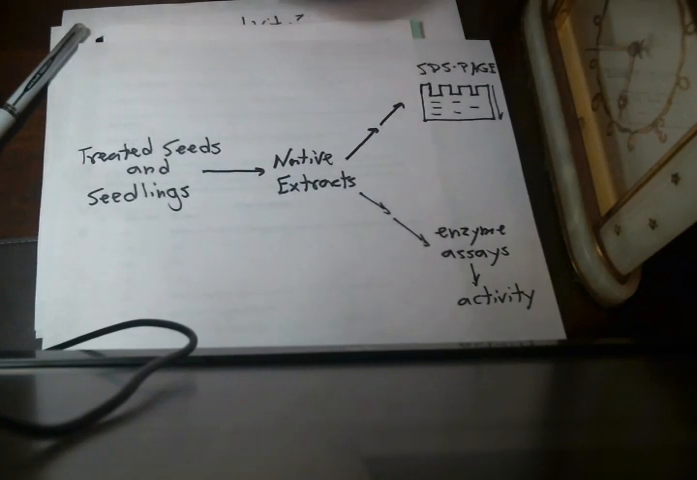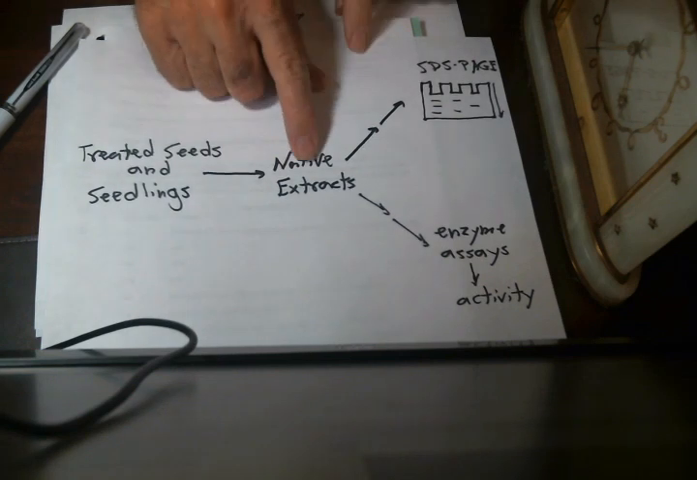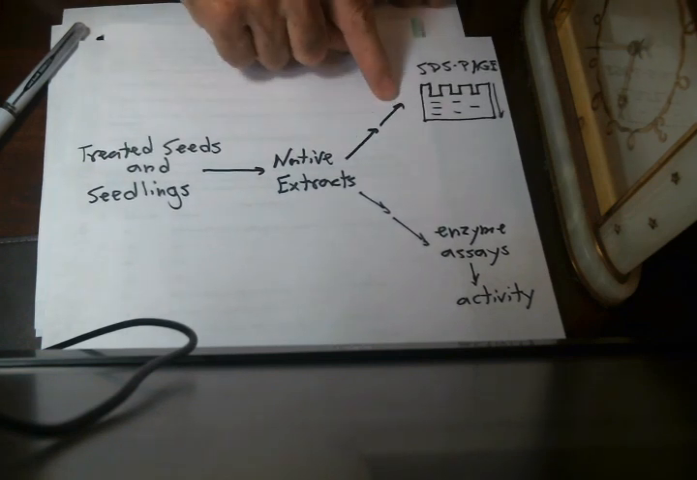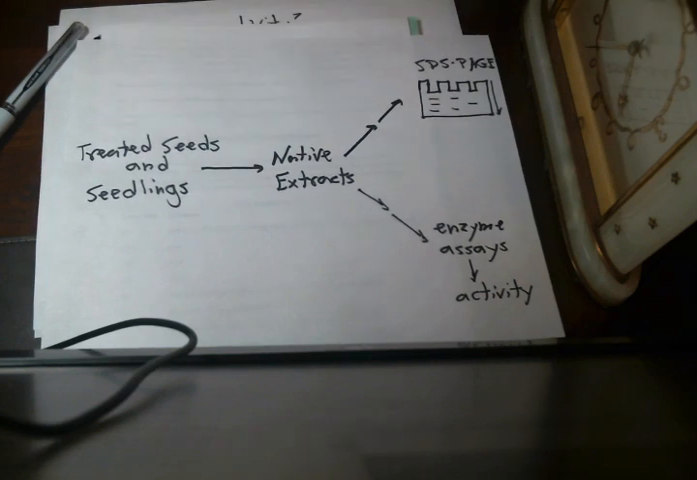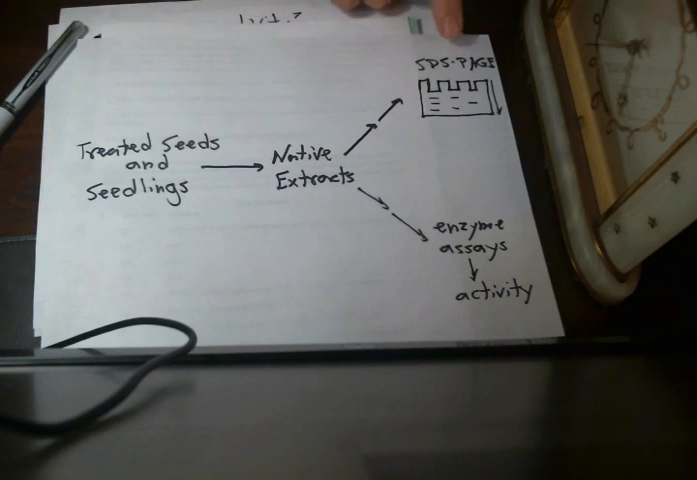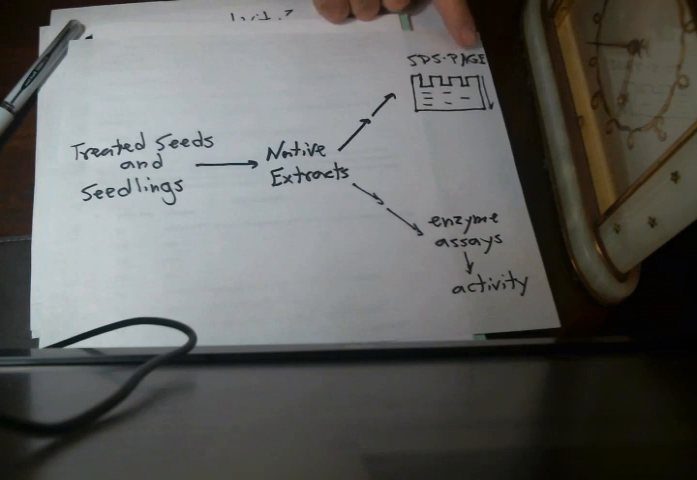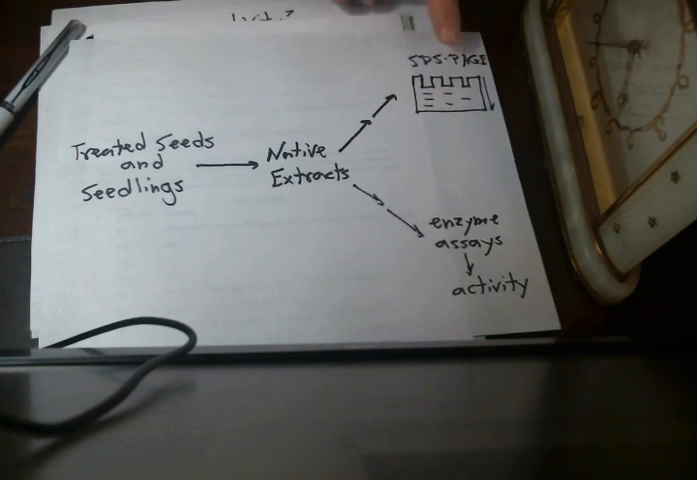And using those native extracts, we're going to do two different things. We, in quotation marks, are going to virtually do two different things. First, we're going to take little samples of these extracts, and we are going to treat them with SDS, which is an ionic detergent, with beta-mercaptoethanol, which reduces disulfide bonds and breaks them apart. We're going to boil those now denatured extracts, and we're going to load them onto sodium dodecyl sulfate polyacrylamide gel electrophoresis gels, and we're going to do SDS-PAGE.